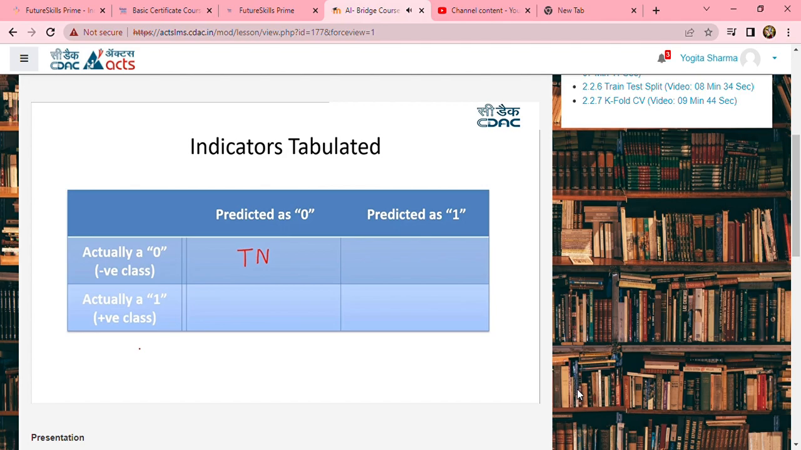The value which is actually positive and also has been predicted as positive can be called true positive. The value which is actually negative but has been predicted as 1, so you see, this has been predicted as positive but actually was negative. Hence, it is called false positive. Now, what about this value? It has been predicted as negative. In reality, it was positive. So it is false negative.